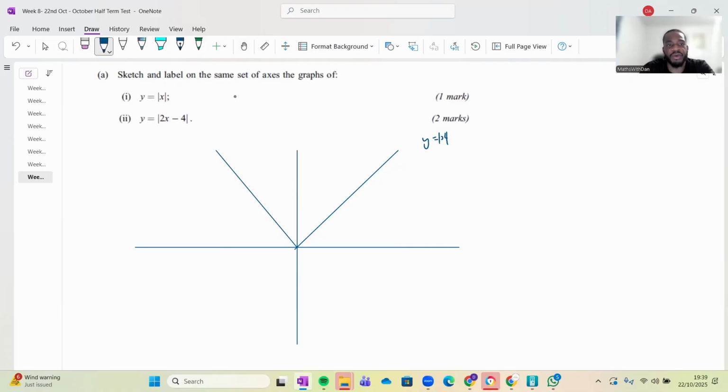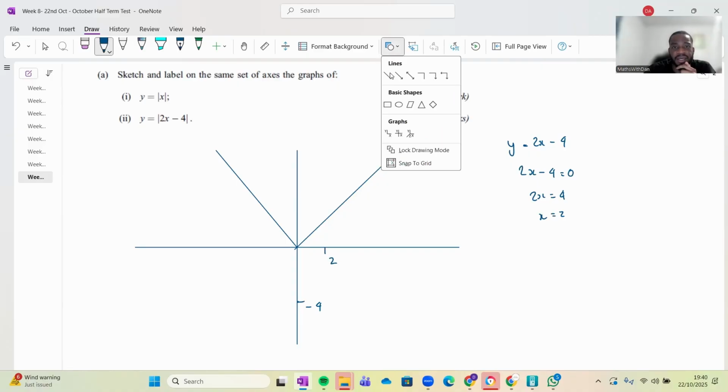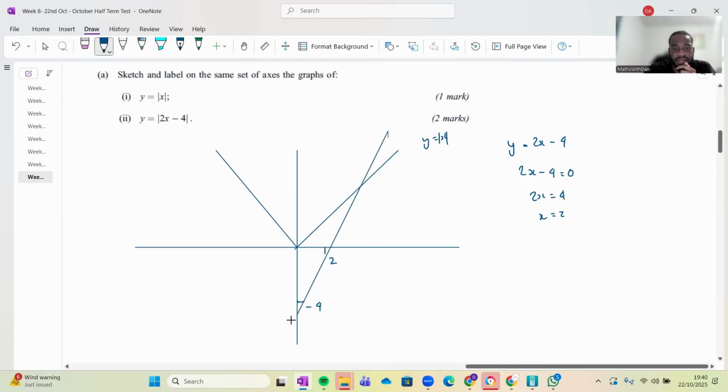We need to draw the graph of y equals the modulus of 2x minus 4. So again, always draw the original graph, so y equals 2x minus 4. Let's get both intercepts. The y-intercept is at -4, so let's just say it's around there. The x-intercept is when y equals 0. So 2x minus 4 is equal to 0, 2x is equal to 4, x is equal to 2. So it's going to go like that. And the graph will look like this, basically.